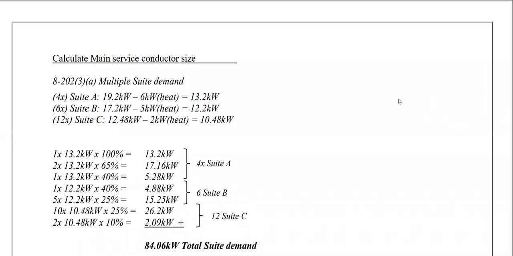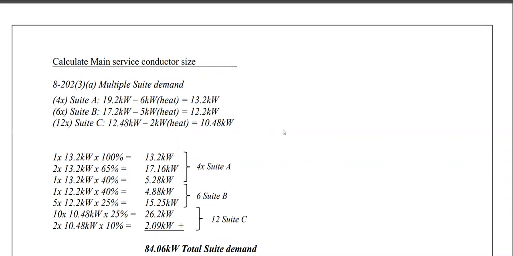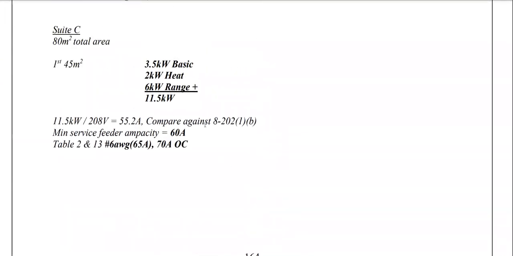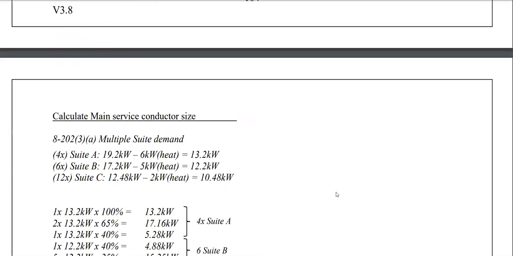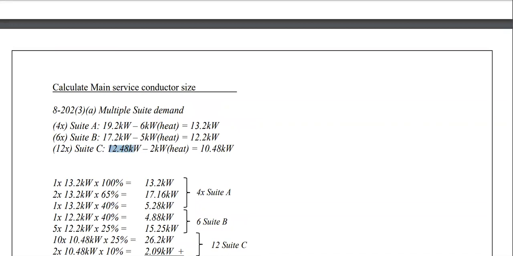I just completely misspoke. Disregard exactly what I said for the last 10 seconds. Suite C, 12.48 kilowatts, is actually the kilowatt rating of 60 amps times 208 volts. We use the minimum required service ampacity for suite C. We did not use the calculated. And again, just to confirm, I'm going to go back up here. There's suite C. Remember, we calculated 11.5. Well, the minimum was 60. And if we take 60 and multiply it by 208 volts, we end up with this number down here, 12.48.